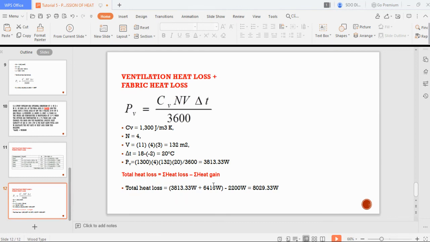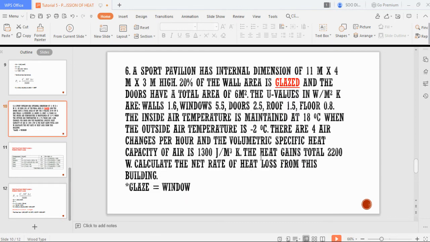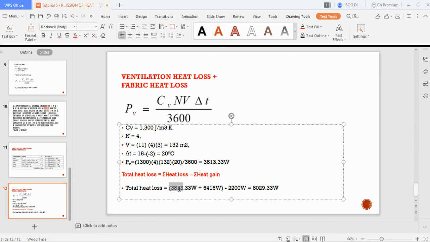So you got this and you got this, and the question told you that there's a heat gain of total 2200 watt. So add them together and then you minus out your heat gain, you'll get a heat loss of 8029. So this is how you do it for your tutorial 5.